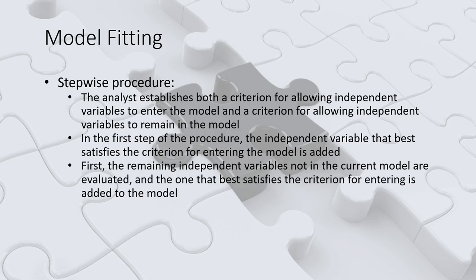We also have stepwise procedures. So when you do a stepwise procedure, the analyst is going to set criteria for both allowing variables into the model, but also allowing variables to remain in the model. So in that first step of the procedure, the independent variable that best satisfies the criteria for entering the model is added. And first, the remaining independent variables not in the current model are going to be evaluated, and the one that best satisfies the criteria for entering is then added into the model.